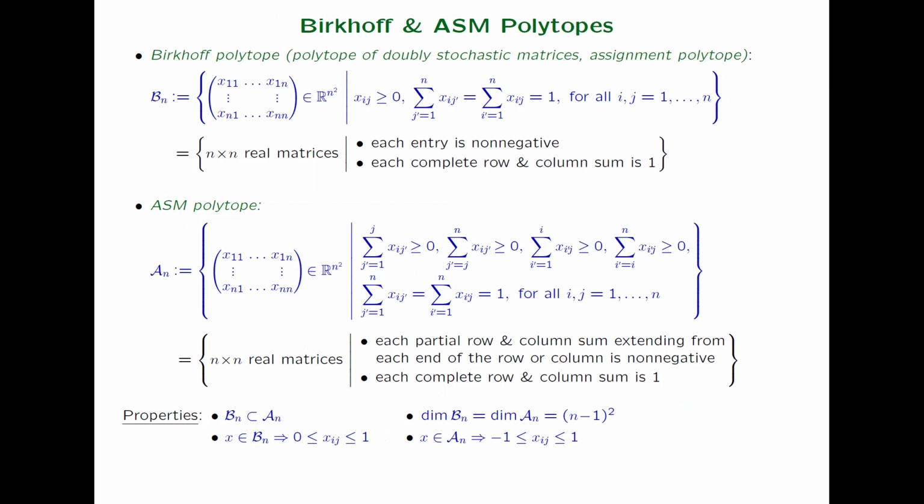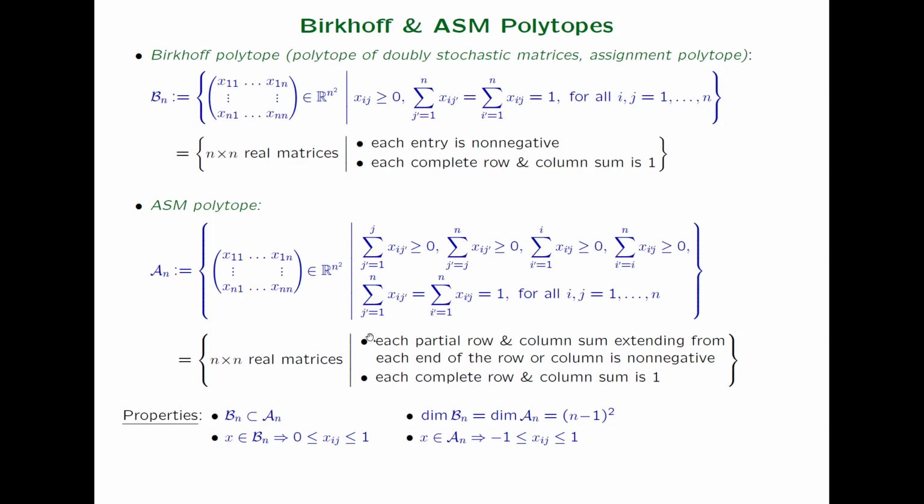So we've seen that the Birkhoff polytope is a set of n by n real matrices with non-negative entries, where each complete row and column sum is 1, which, if you want to write it very precisely, would be this format here. So each entry x_ij is greater than or equal to 0, and here's the sum of all the entries in row i, here's the sum of all the entries in column j, and both of them are equal to 1 for all i's and j's.